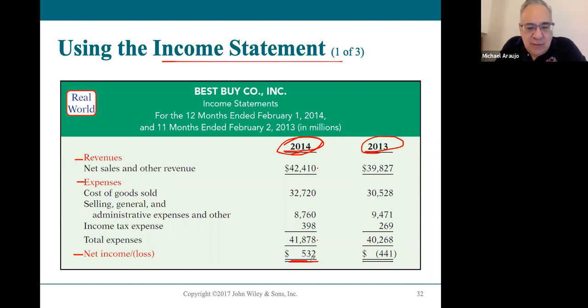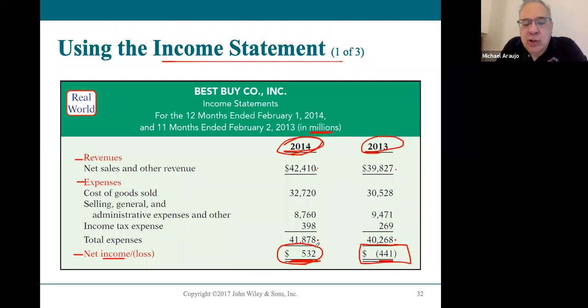And here, because the revenue number is larger than the expense number, they had a profit listed here. In 2013, just the opposite happened. Their revenue number was smaller than their expenses. So they had to pay more to keep themselves in business than they sold to customers, leading to a loss of 441 here. Now these are in millions of dollars. So even though it says 441, it's actually a loss of $441 million. And even though this just says 532, it's actually a profit of $532 million for that year.